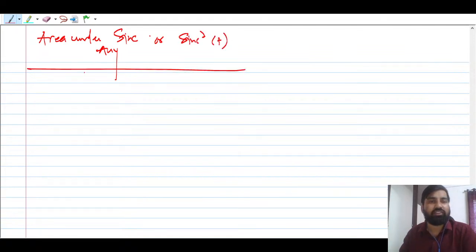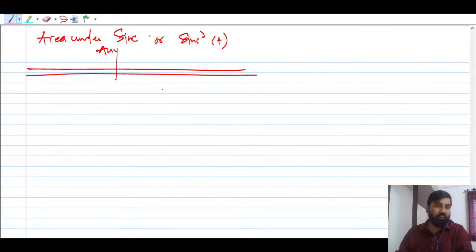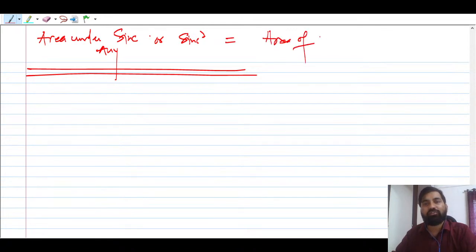Nobody knows these things, right? But you have to know. Any sinc or sinc square means it can be sinc 5T, sinc 10T, sinc 2T, sinc square 2T, sinc square 5T, whatever you take. The area under any sinc or sinc square T is going to be equal to the area of the inscribed triangle.